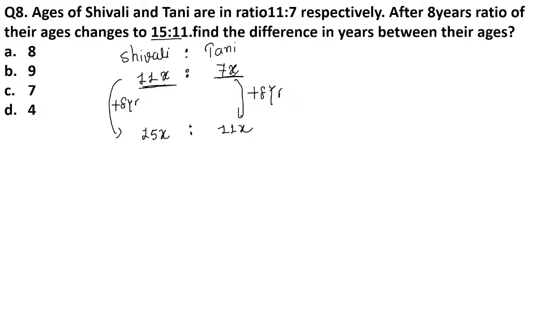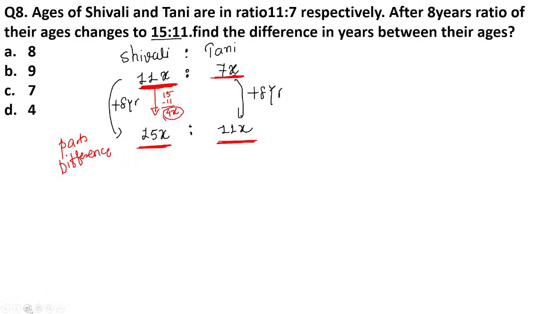First of all, let's consider Shivali's age is 11 parts and Tani's age is 7 parts. After 8 years, what happened, students? Shivali's age became 15 parts and Tani's became 11 parts. So first of all, see the difference for the parts. What is the difference in the parts, student? First of all, Shivali had 11 parts. Now she has 15 parts. So 15 parts minus 11 parts, how many parts difference will I get? 15 minus 11 means 4x.